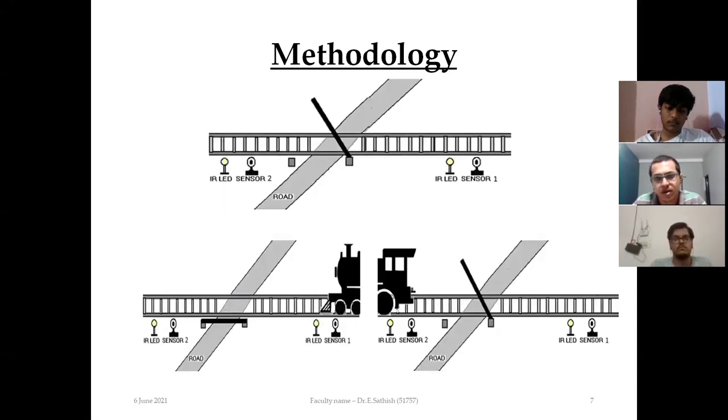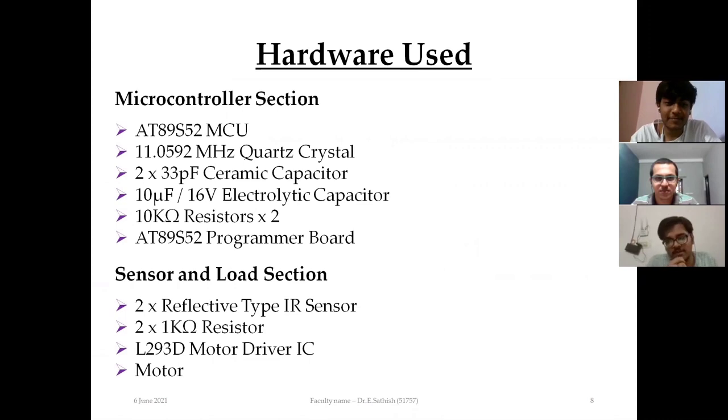So here's the diagrammatic approach of the methodology. Here is the road and the railway crossing. When the train reaches the first IR sensor, it closes the gate, and after crossing the second IR sensor, the gate opens. Okay, so now coming to the slide, we will show the hardwares we have used for our project.